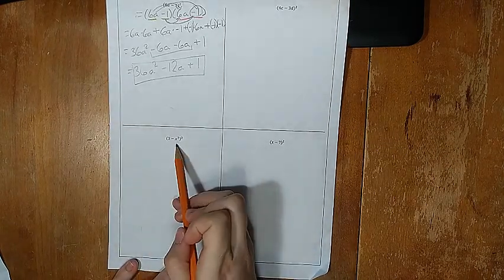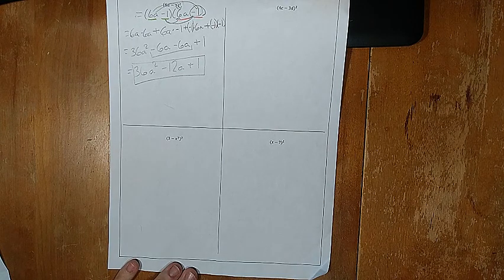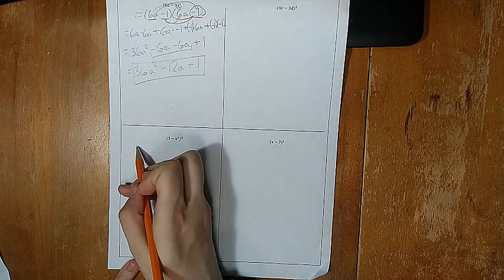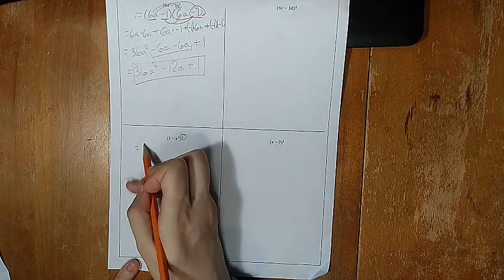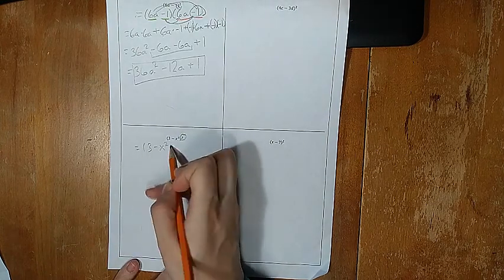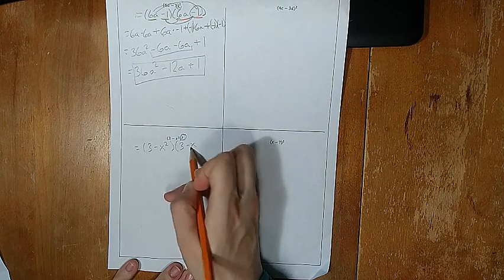But I want to take a look at this bottom left one. The 3 minus x squared, and then that whole difference is being squared. So we again have an exponent here. Rewrite the problem. 3 minus x squared times 3 minus x squared.